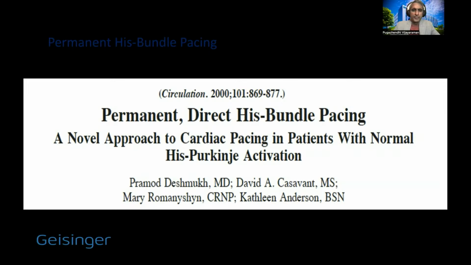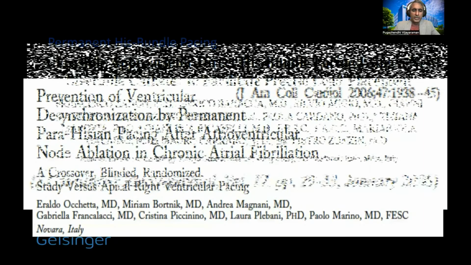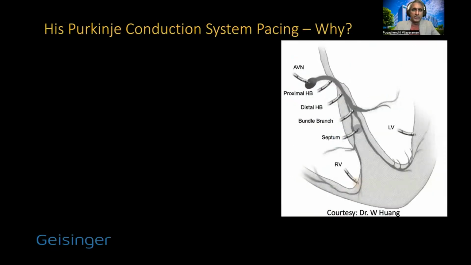So over the years, conduction system pacing, since the initial description by Dr. Deshmukh on patients undergoing AV node ablation, and subsequent multiple reports utilizing specific catheters and leads, predominantly a 3830 lead, suggested that conduction system pacing may be feasible. However, it didn't translate into widespread acceptance.